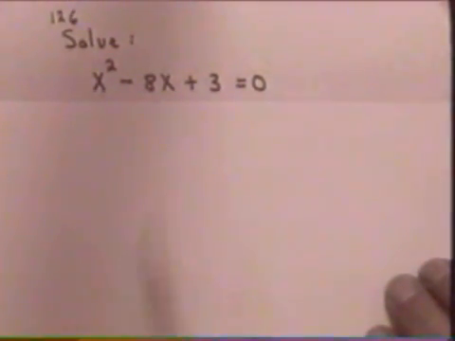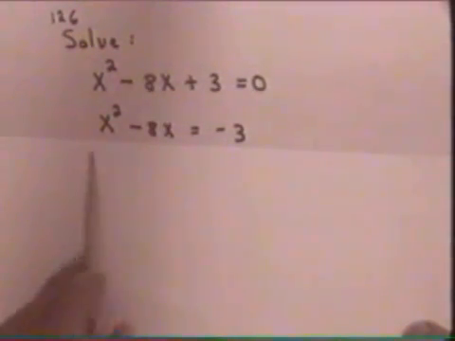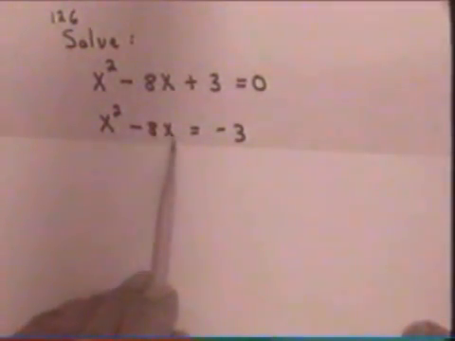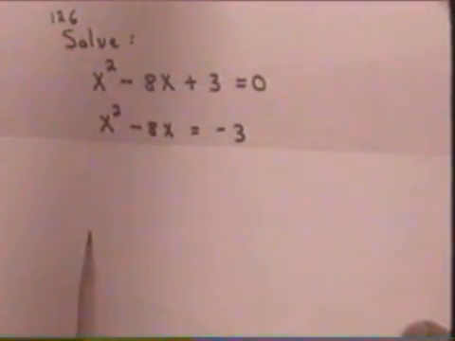So my first step is to add a negative 3 to both sides. If I add a negative 3 to both sides, I get x squared minus 8x is equal to a negative 3. Now I'm going to make the left side factor.